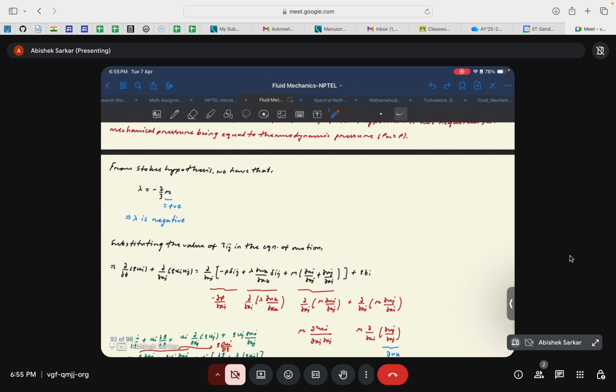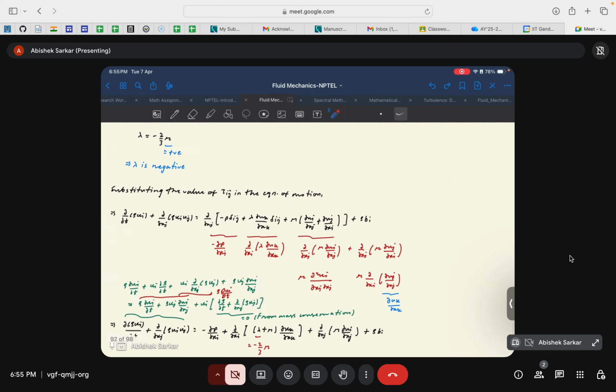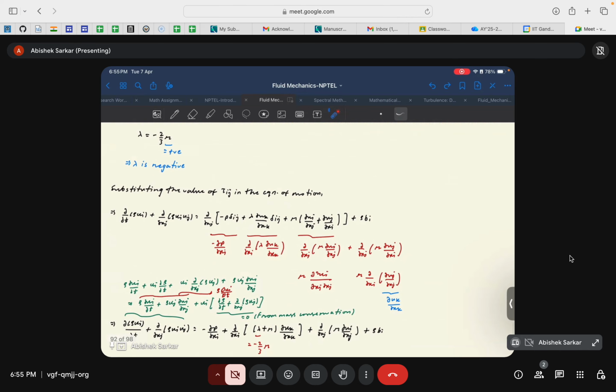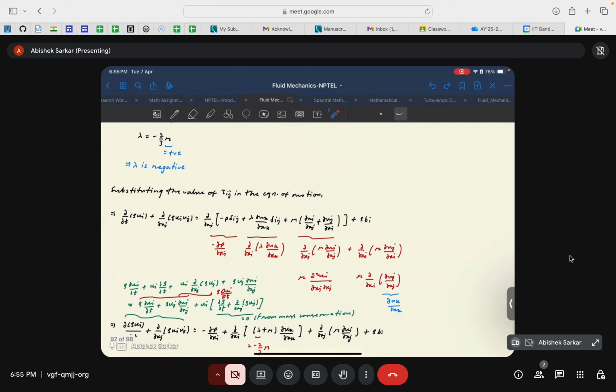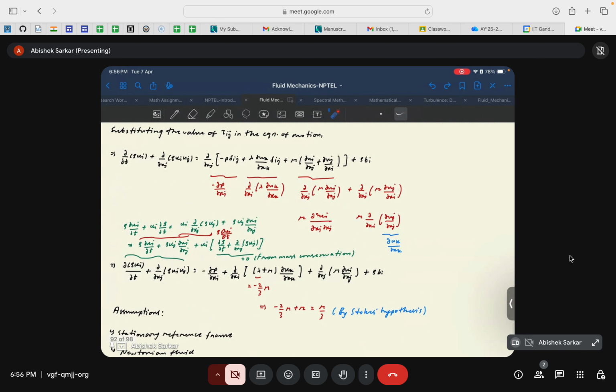Now substituting the value of tau ij in the Cauchy-Navier equation, you will get dou by dou t of rho ui plus dou by dou xj of rho ui uj is equal to dou by dou xj of minus, now just replace tau ij by this entire term, minus p delta ij plus lambda dou uk by dou xk delta ij plus mu (dou ui by dou xj plus dou uj by dou xi), plus the body force term. Now we'll just go term by term and see what happens.